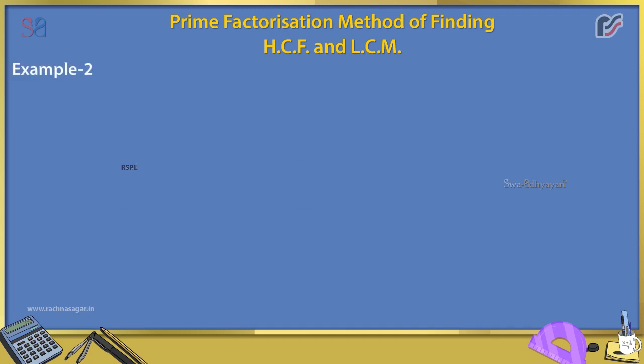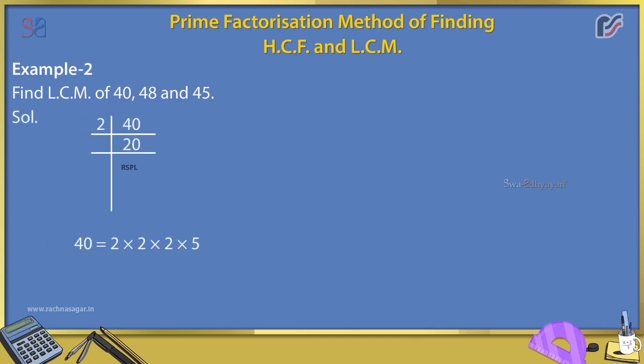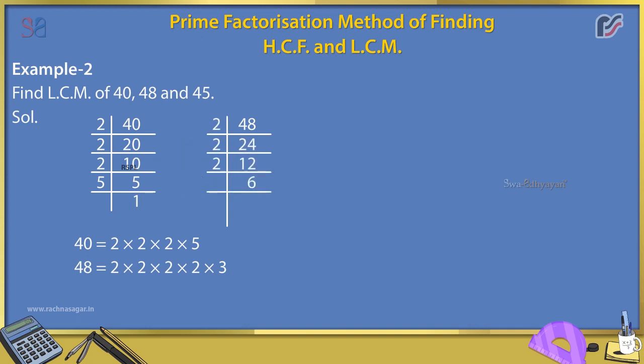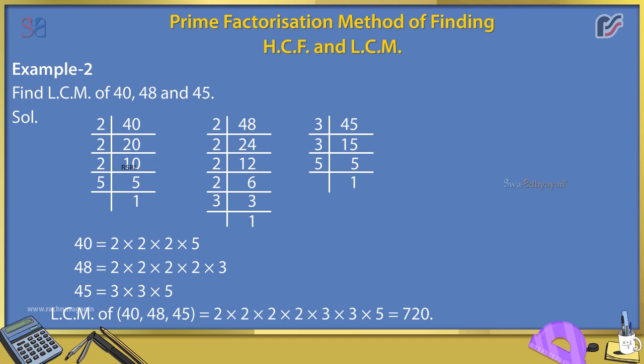16. Example 2. Find LCM of 40, 48 and 45. 40 is equal to 2 multiplied by 2 multiplied by 2 multiplied by 5. 48 is equal to 2 multiplied by 2 multiplied by 2 multiplied by 2 multiplied by 3. 45 is equal to 3 multiplied by 3 multiplied by 5. LCM of 40, 48, 45 is equal to 2 multiplied by 2 multiplied by 2 multiplied by 2 multiplied by 3 multiplied by 3 multiplied by 5, which is equal to 720.